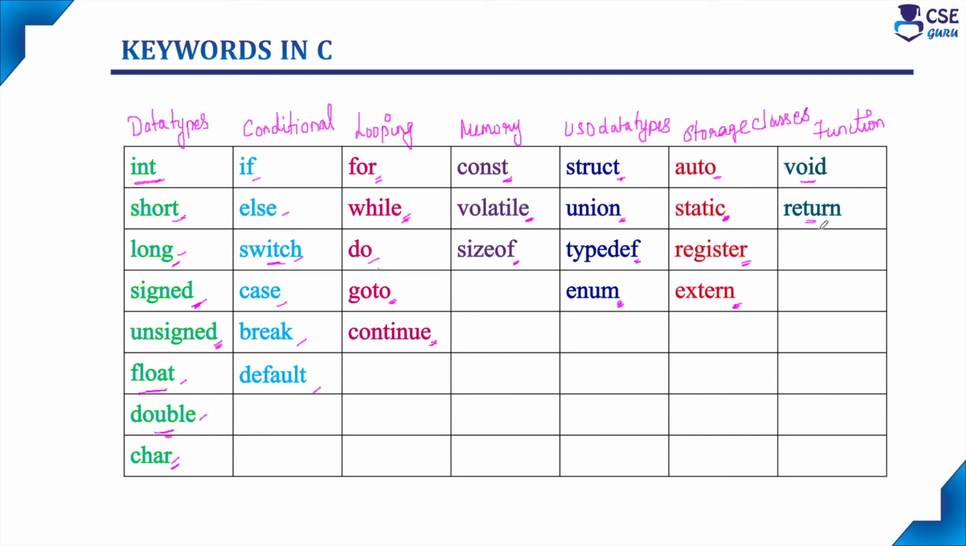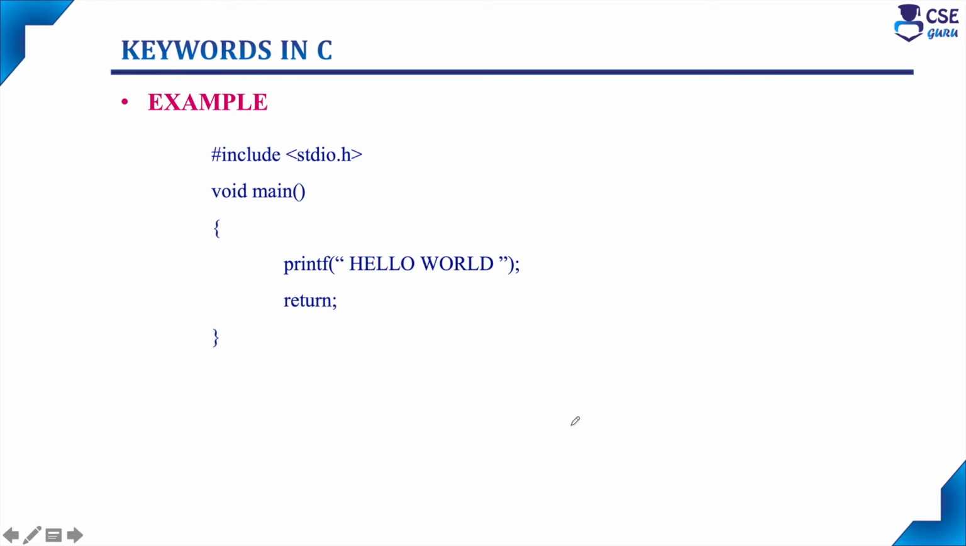If at all we are not returning anything to the called function, simply we have to specify return as the last statement in any function, even for the main function as well as the user-defined function. So these are all the list of 32 keywords that are used in C language during programming. And these keywords have a predefined meaning, and its meaning cannot be changed, but it is easily recognized by the C compiler. So next, if we are considering, this is a hello world program.